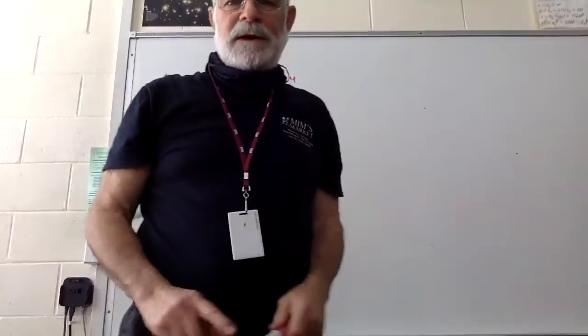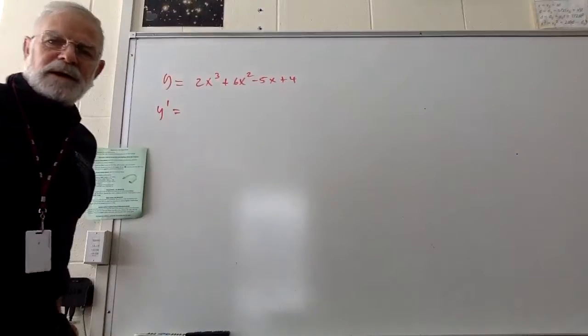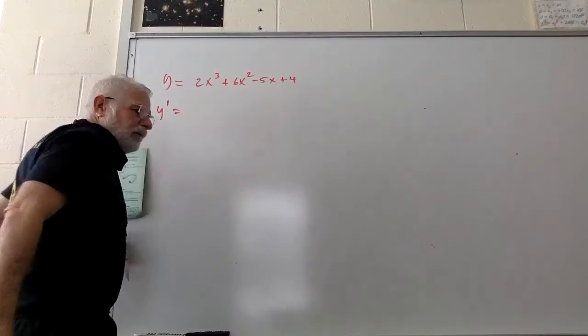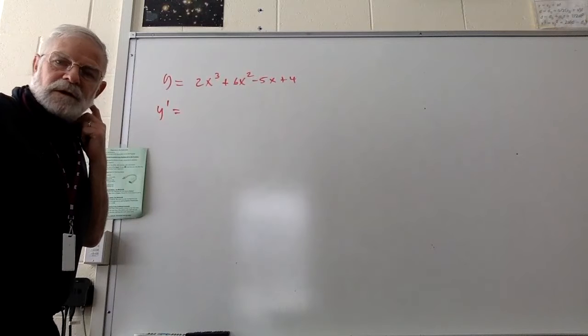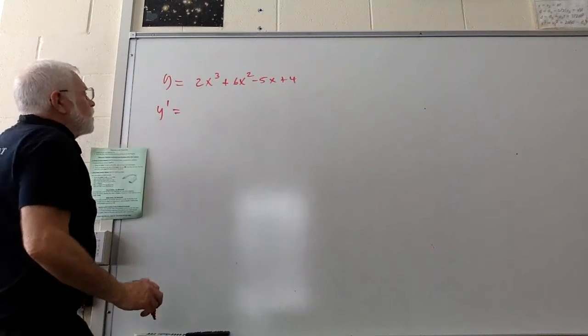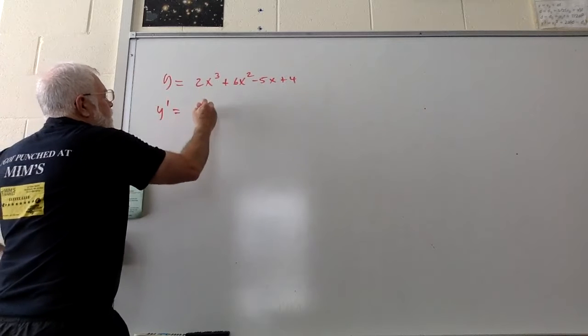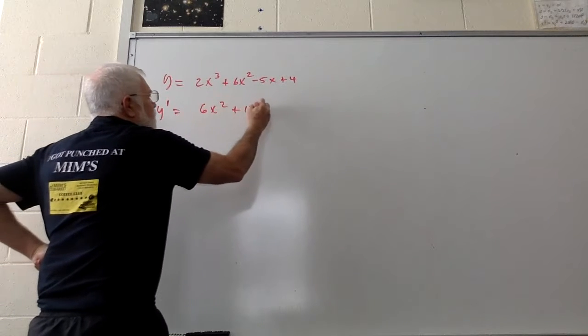All right, 8 basic questions here that you've had problems with in the past that I hope you put in your pocket as we go along. So we're going to take the cubic, and we're going to find the equation of the line tangent to its point of inflection. And so therefore we have y prime, 6x squared plus 12x minus 5.